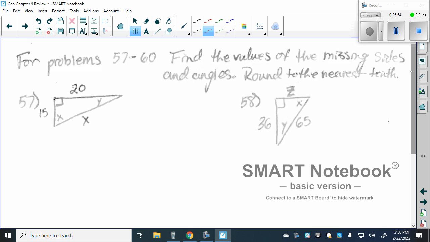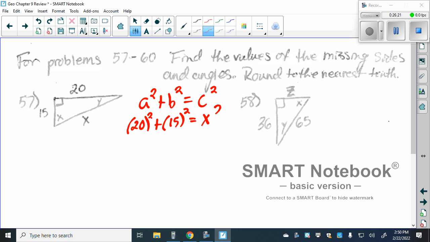Now, here we're trying to find the hypotenuse, because x is the hypotenuse, and then the two angles. To find the hypotenuse, we can use the Pythagorean theorem. A squared plus b squared is equal to c squared. The values of a and b in this case are 20 and 15, and c is our x.